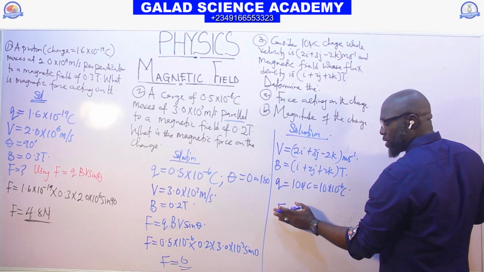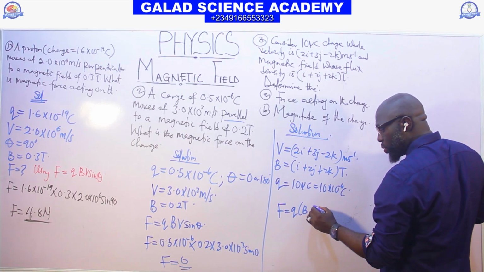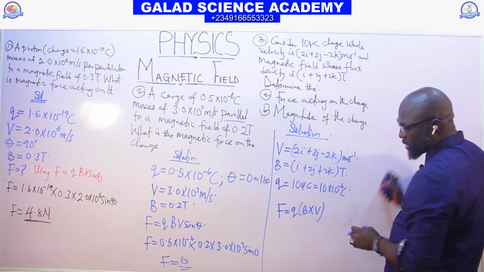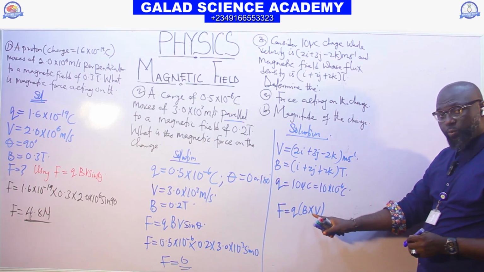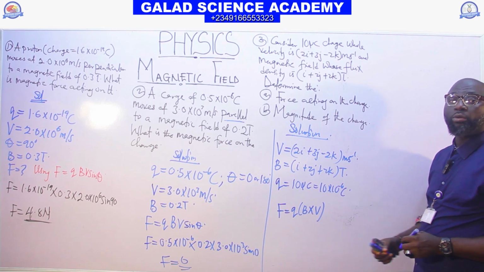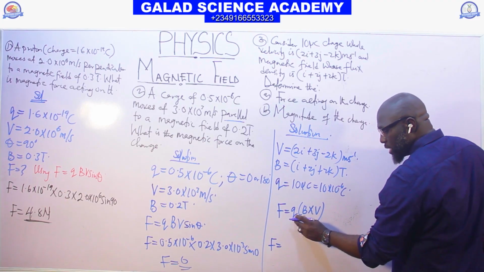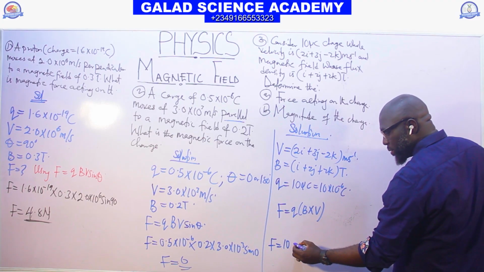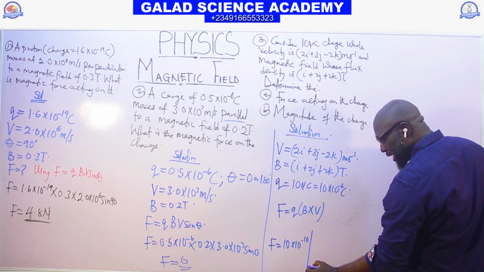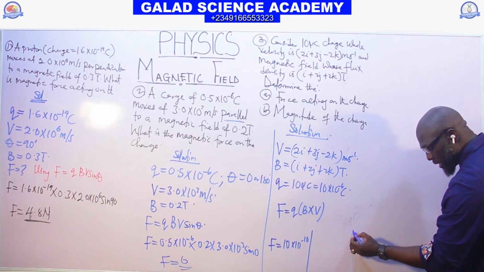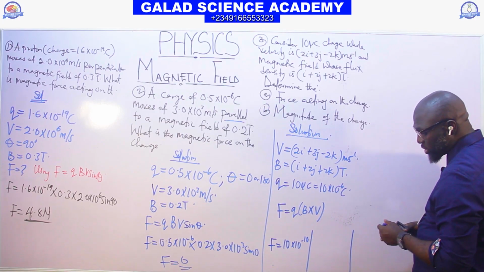F will be Q multiplied by v cross B. The relationship between the magnetic flux density and the velocity of the charge is a cross product. So, if it's a cross product, F should be: the charge is 10 times 10 to the power minus 6. Everything you have here, you need to take to the determinant of a matrix.